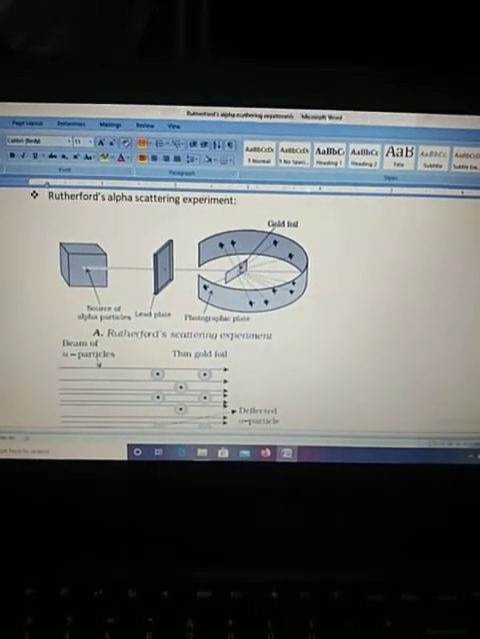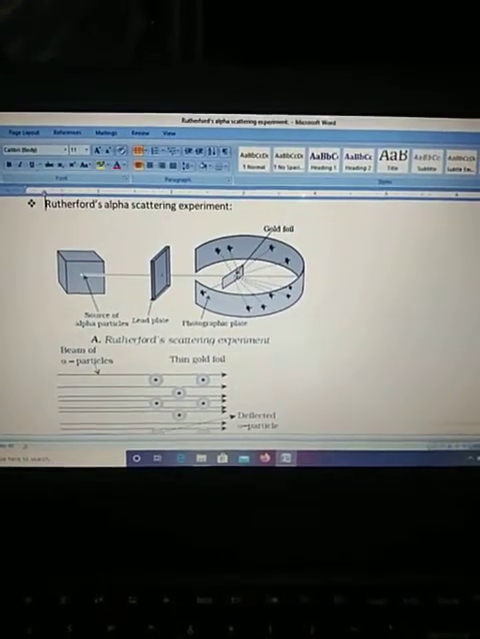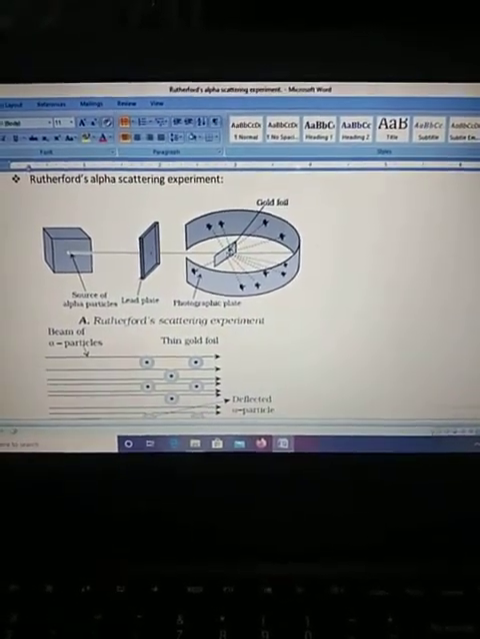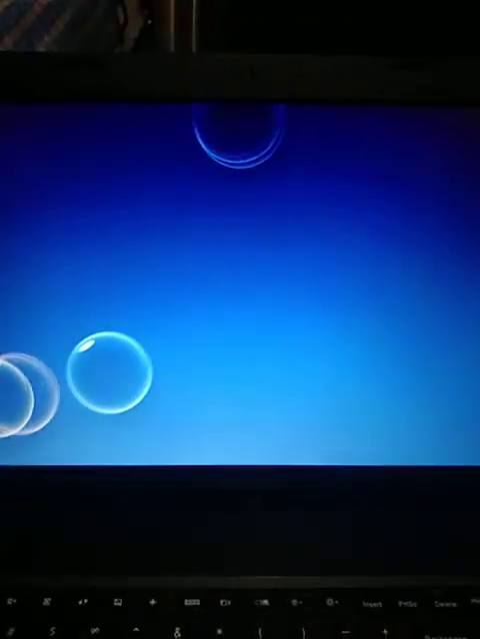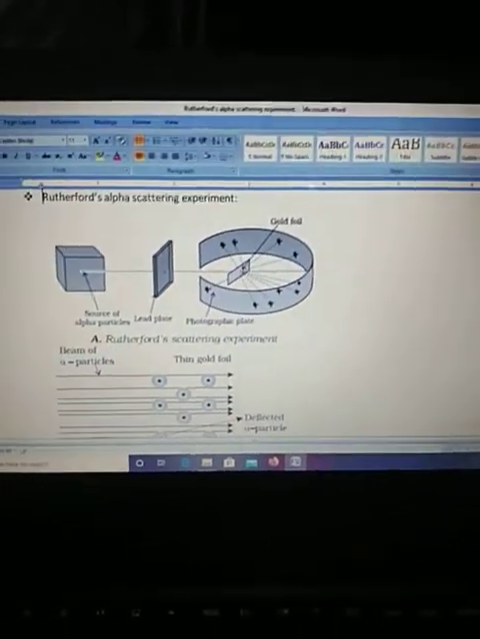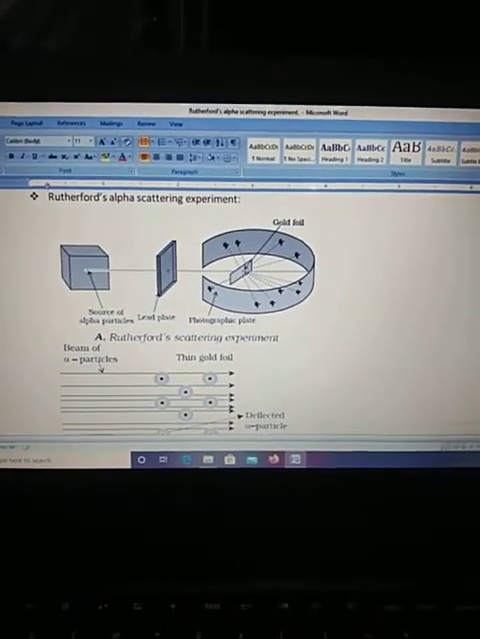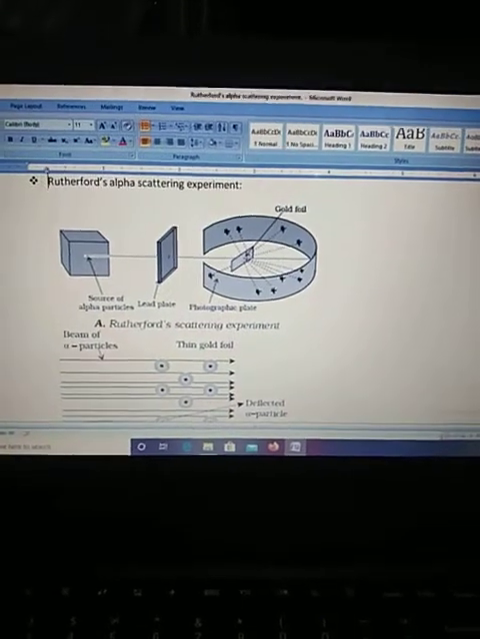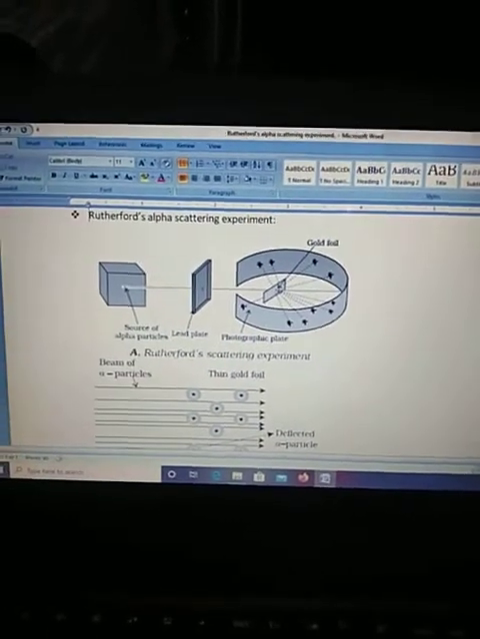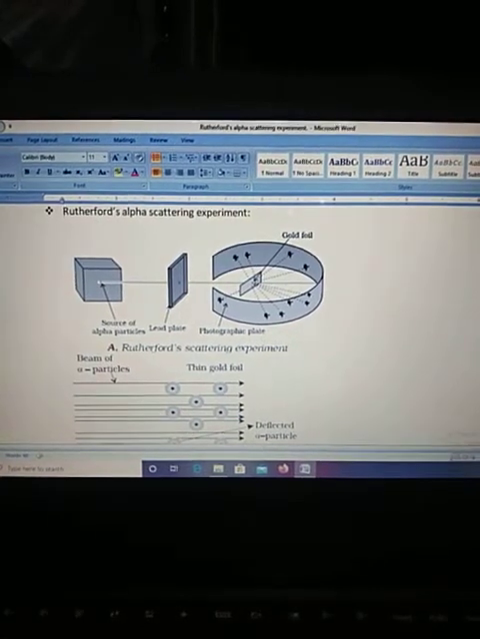alpha scattering experiment. Okay. In this experiment, Rutherford tried to study the positions of electrons and protons in an atom, which led to the discovery of the nucleus. Now what he did is, in 1911 Rutherford conducted an experiment in order to find the arrangement of electrons and protons in an atom.